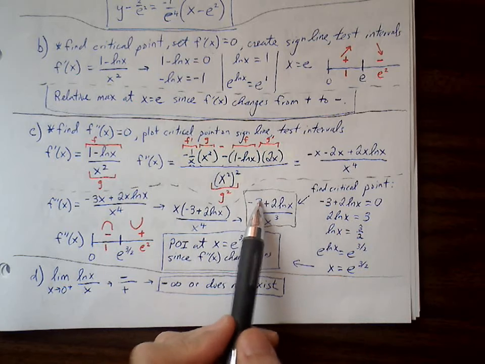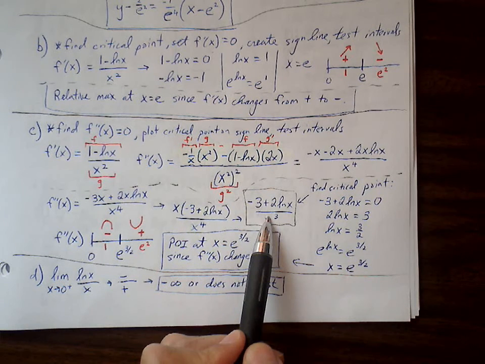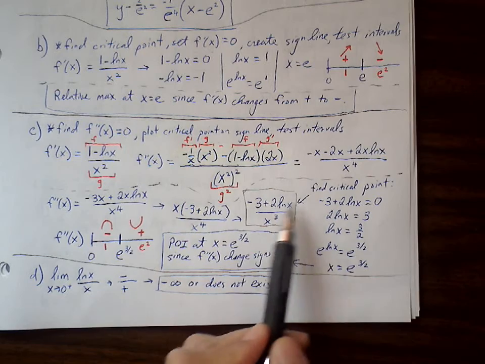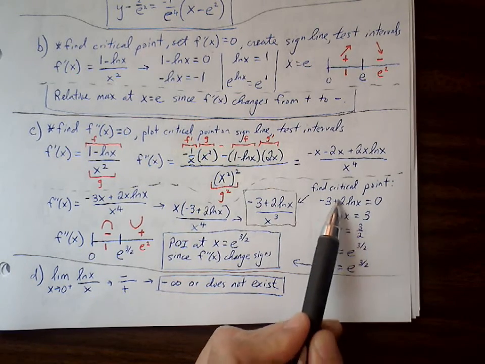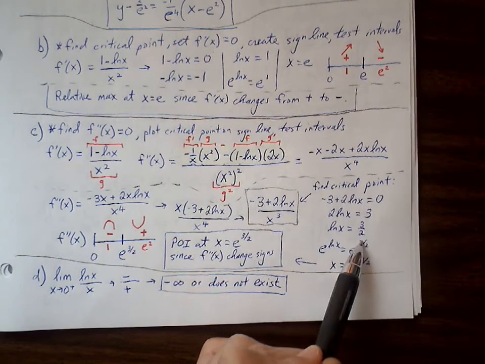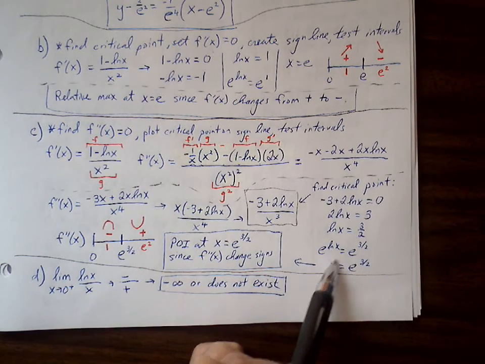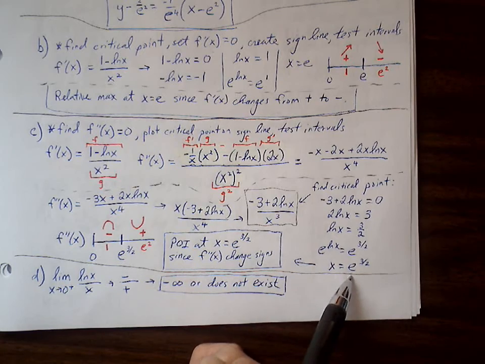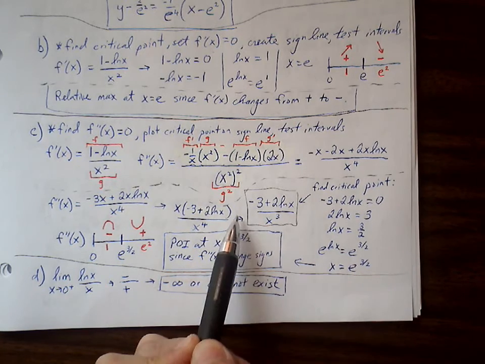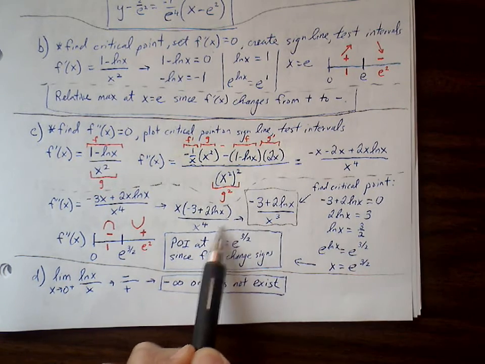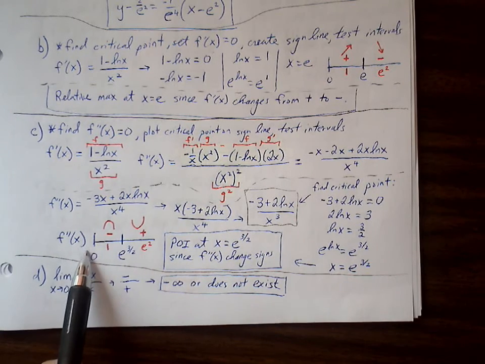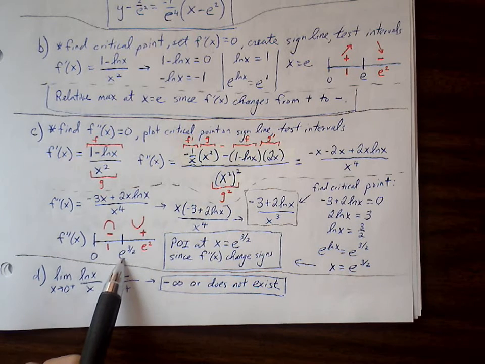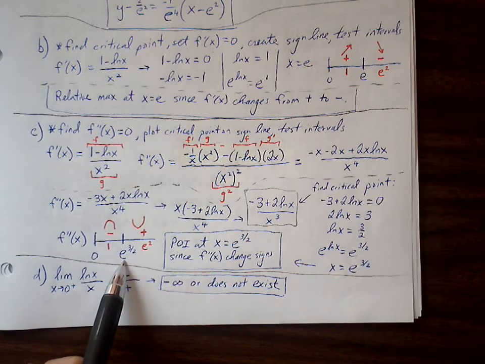I'm going to set the numerator equal to 0 and also set the denominator equal to 0. So numerator equal to 0, I get negative 3 plus 2 natural log of x equals 0. Add 3 to both sides, divide by 2. Exponentiate both sides. We get x is equal to e to the 3 halves, so that's my critical point. If I set the denominator equal to 0, I'm going to get 0, and 0 is already a duplicate, so this is not going to be something that we add in addition to our sign line. So the only critical point that is of concern for us is e to the 3 halves.